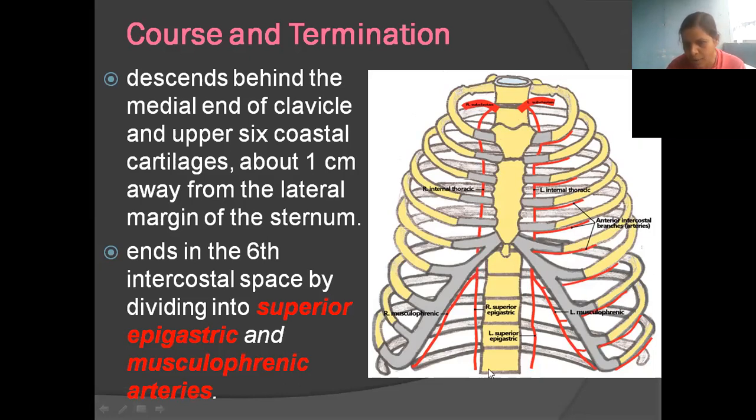And you can see it is now dividing into two branches, isn't it? This artery is finally bifurcating into two branches. What are those? The one which is going in the rectus sheath is the superior epigastric artery, and the one which is going laterally is the musculophrenic artery. This is musculophrenic and this is epigastric.